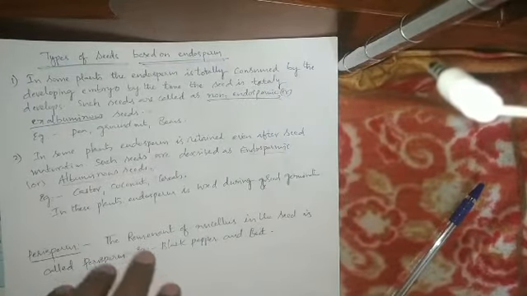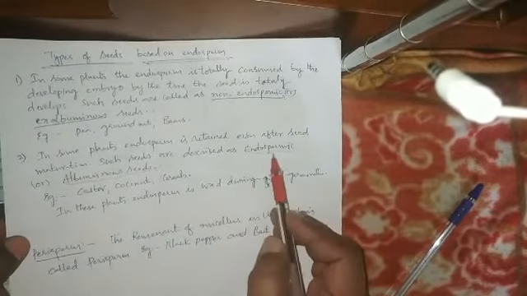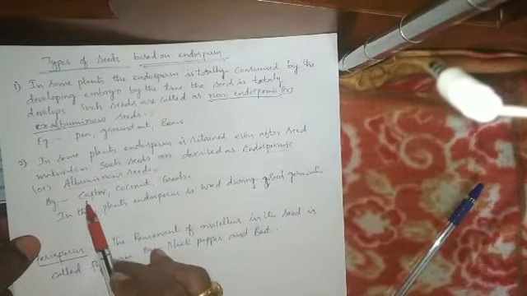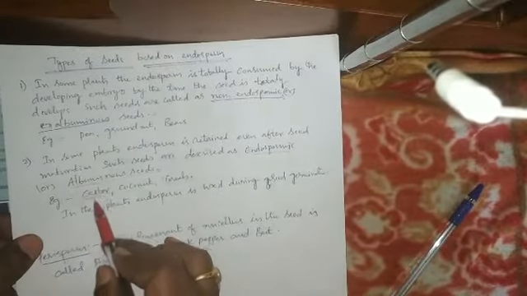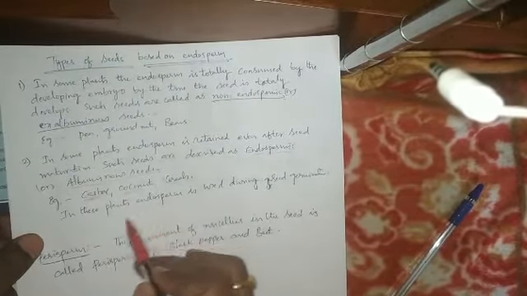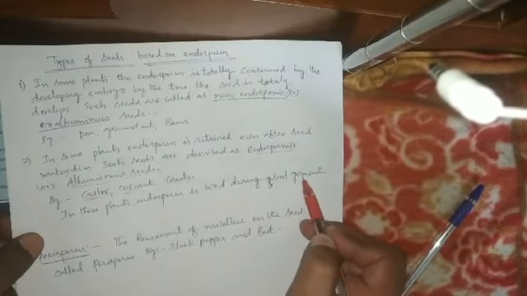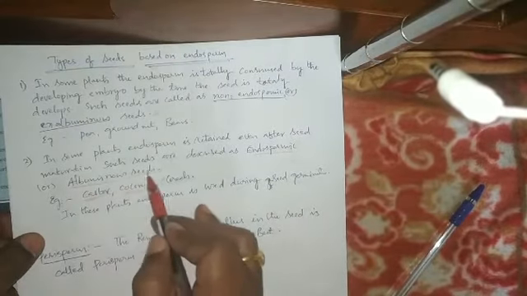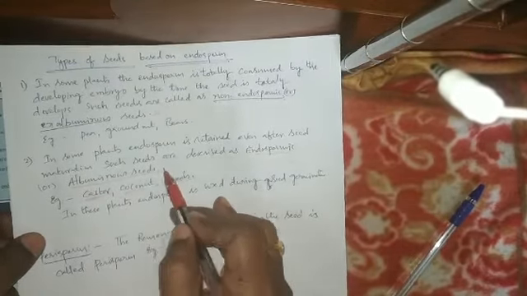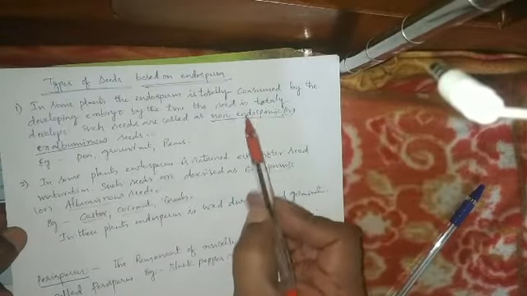Examples for endospermic seeds: castor, coconut and cereals. In these plants, endosperm is used during seed germination. These endospermic seeds are also called albuminous seeds. Coming to the next, non-endospermic seeds.